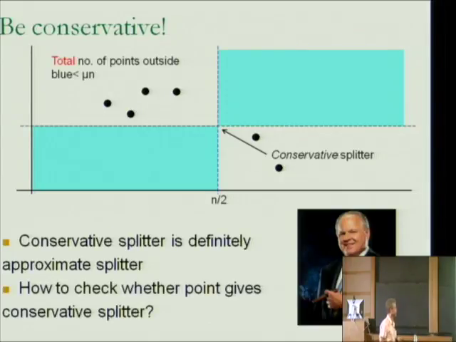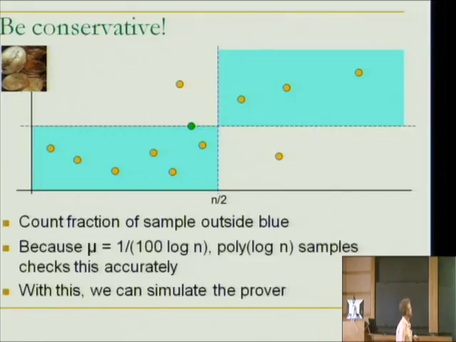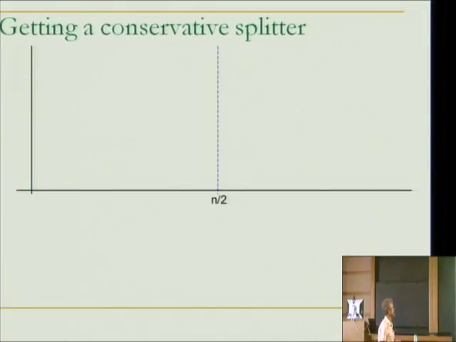So how do we check whether a point gives a conservative splitter? Well, that's just random sampling. Okay, so that's not a problem. You just take a random sample, you see the fraction of points that it violates. Okay. So, fine. So with this, we can simulate the prover.